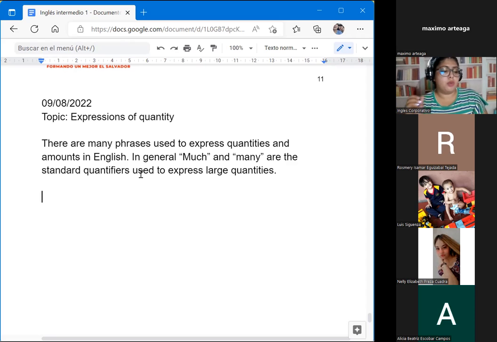And it says also that while much and many are among the most common, the following expressions are often used in place of much and many, especially in positive sentences. And we have a lot of, lots of, plenty of, a great deal of, a large number of. So in that case, we can use other expressions to say almost the same thing or to talk about the same quantities. It's just to make it different, to have more options to express those quantities.